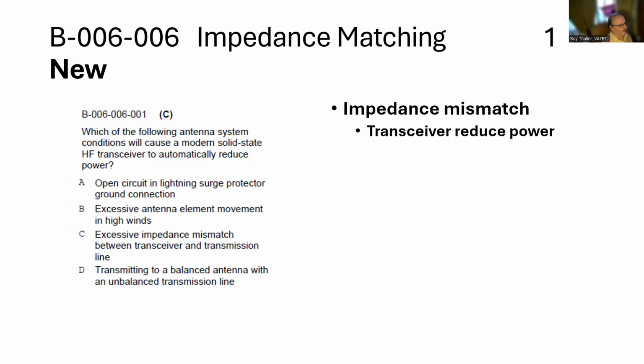Now we get into this whole section of impedance matching. And here's a new question. Which of the following antenna system conditions will cause a modern solid-state HF transceiver to automatically reduce power? So with solid state transceivers, if there's a big mismatch in the impedance, then it'll cut back the power so it doesn't damage the solid state. So C is the correct answer. Excessive impedance mismatch between the transceiver and the transmission line.